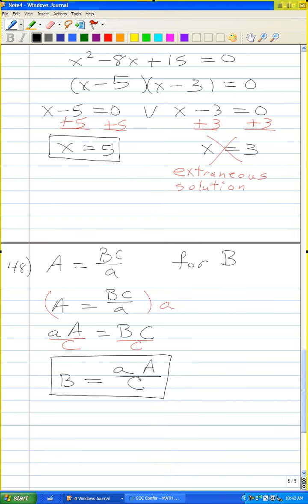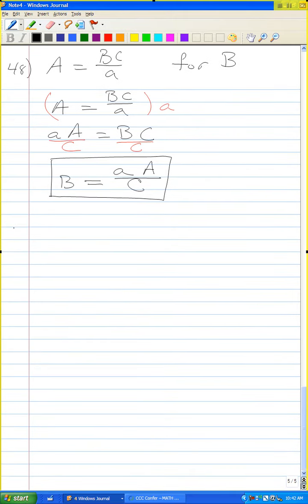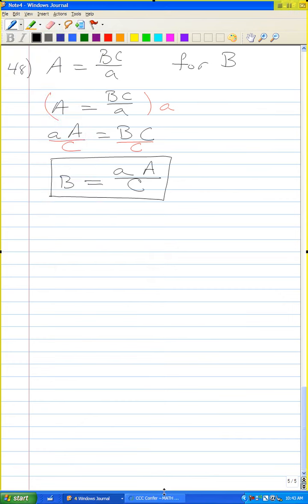Let me do problem number 50. No, it does not matter. So in multiplication, it doesn't matter if you write little a times capital A or capital A times little a, or big capital B times little b or little b times capital B. Doesn't matter. Problem 50.